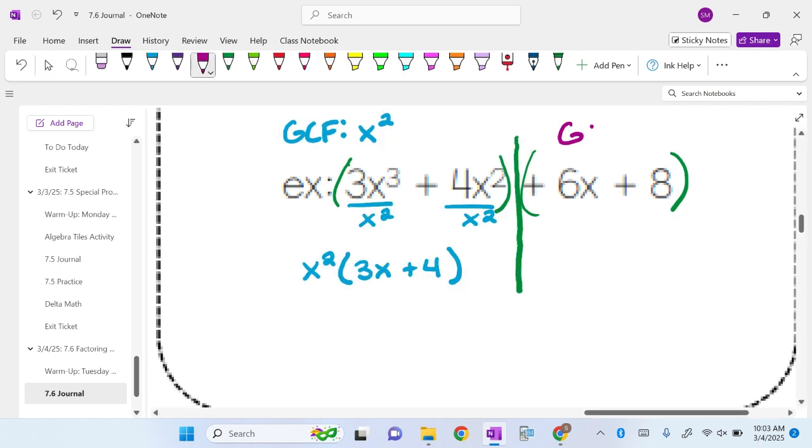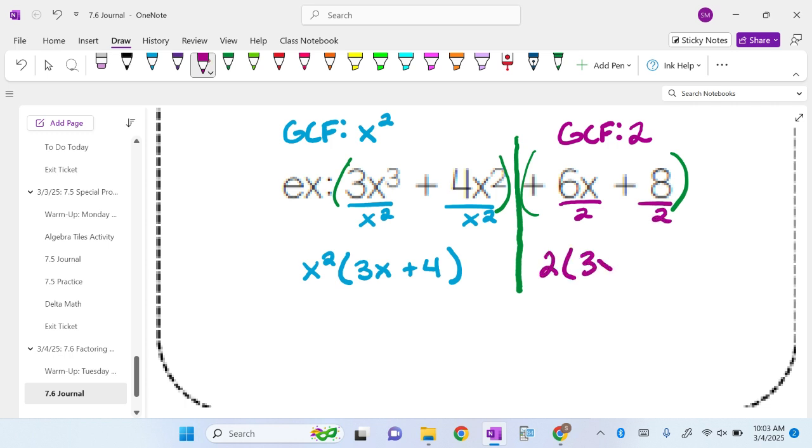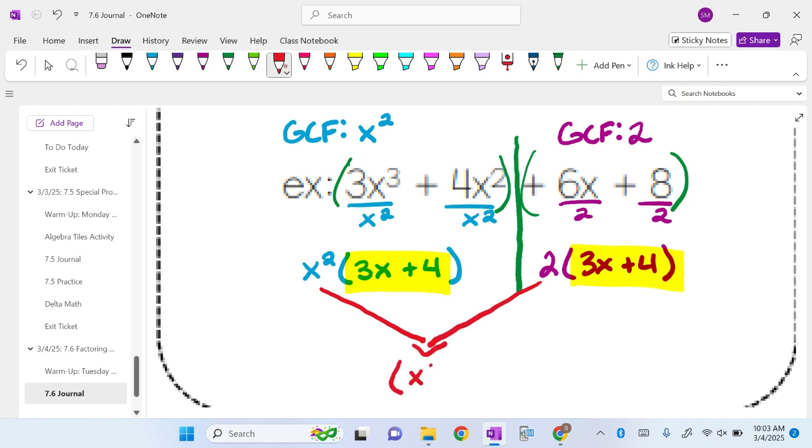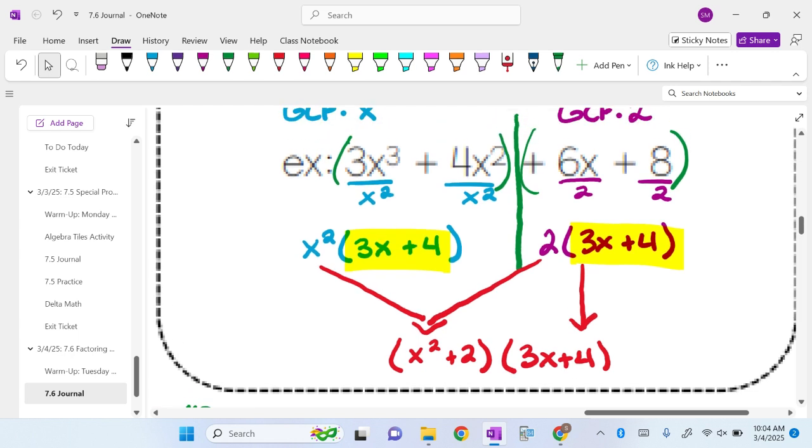What about our second group? What's the GCF of my second group? Just 2. So I divide both terms by 2. 2 on the outside, 3x plus 4. Now, do my bubbles match? Yes, so we know we did it right. So I'm going to bring down my 2 GCFs into one bubble. So it'd be x squared plus 2. And bring down one of my common binomials, which is 3x plus 4. And thus we are factored.